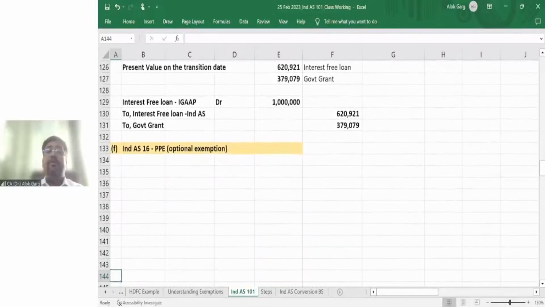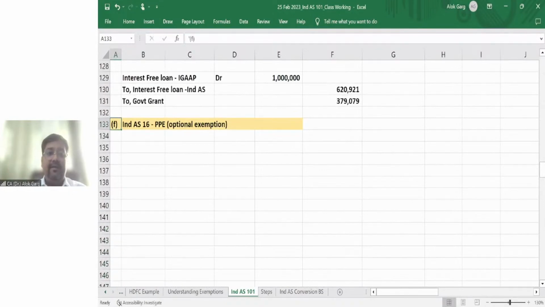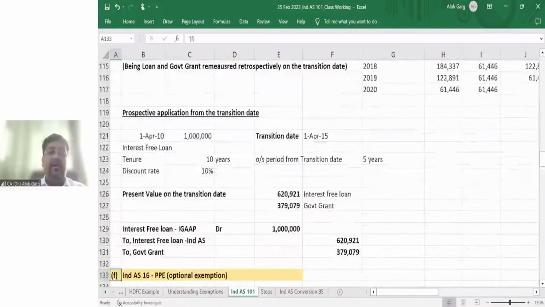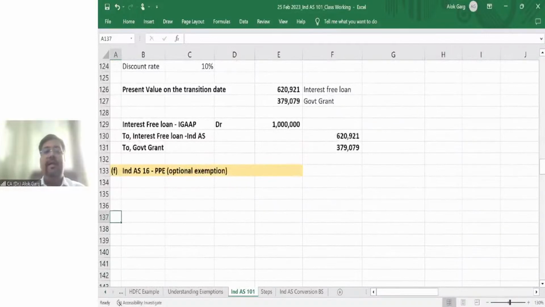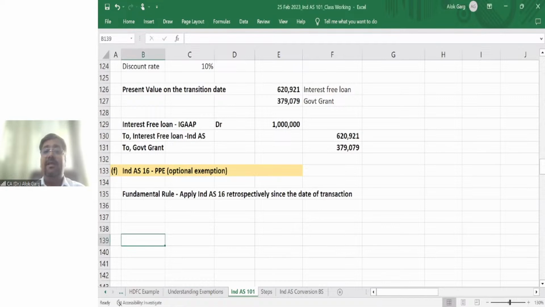Now coming to one of the most important exemptions, Ind AS 16, which is your PPE exemption. And again, it is an optional exemption. Friends, in case of property, plant and equipment, what is the exemption which is given? First of all, what is the fundamental rule? The fundamental rule is apply Ind AS 16 retrospectively from the date of transaction, right? Apply Ind AS 16 retrospectively since the date of transaction.